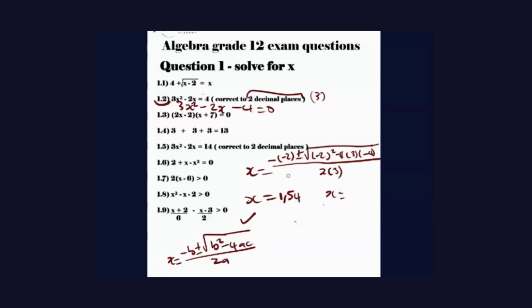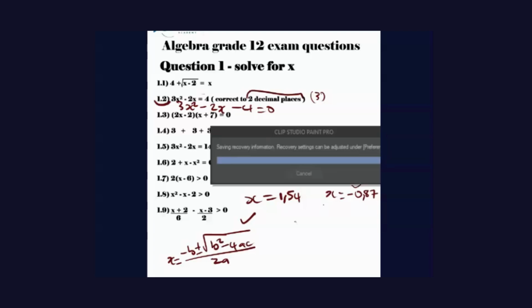So let's do the other one. It's negative 0,87, sorry. So this is how you do it. Remember, you are given a mark for this, and that. If you don't leave your answer in 2 decimal places, you won't get a mark, even though it's correct. Remember that. Let's proceed to the next question.